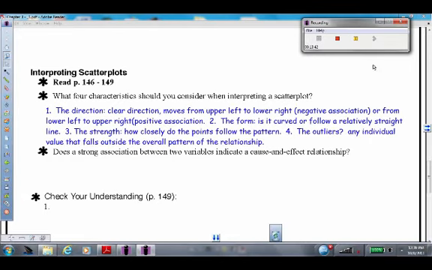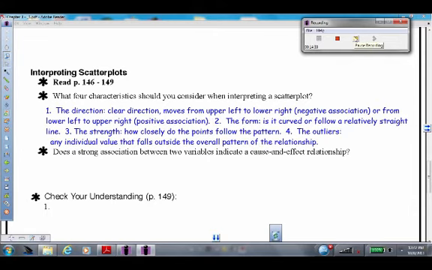Okay, so let's go over the characteristics. The direction, a clear direction, well, does it move from upper left to lower right? That's a negative association. Or from lower left to upper right? That's a positive association. The form, is it curved or does it follow a relatively straight line? Three, the strength. How closely do the points follow that pattern? And four, outliers. That's any individual value that falls outside the overall pattern of the relationship. The strength is probably one of the hardest ones to figure out.